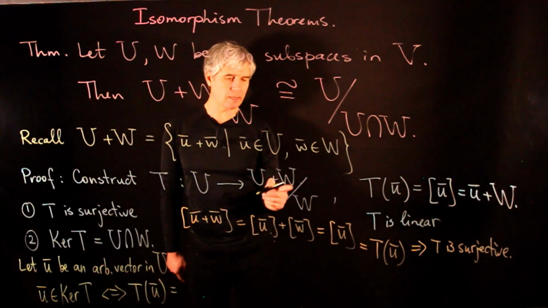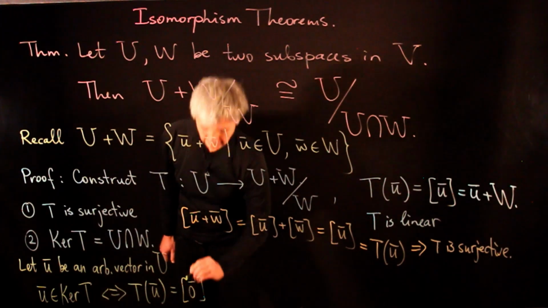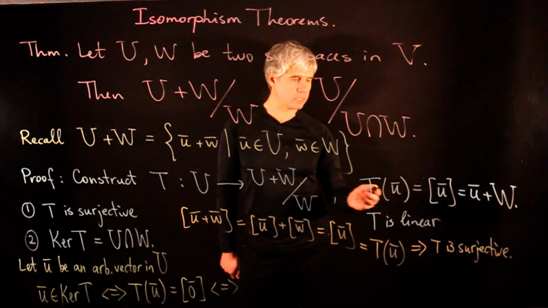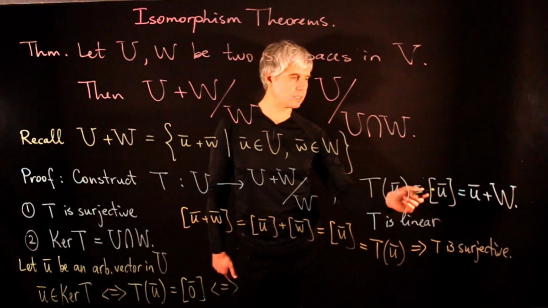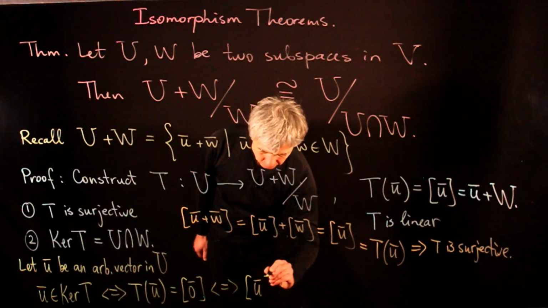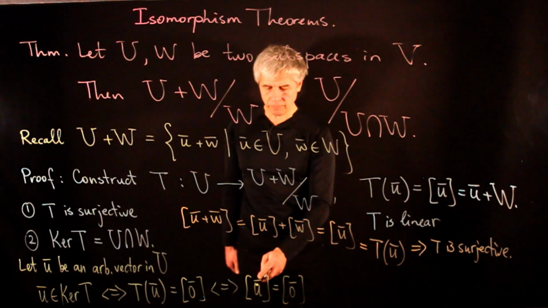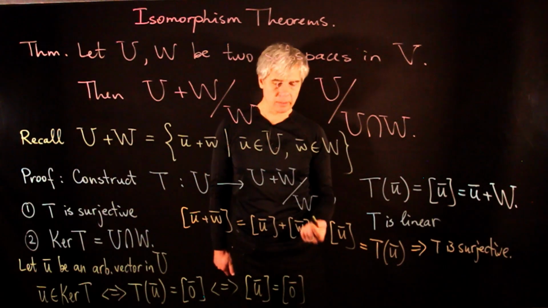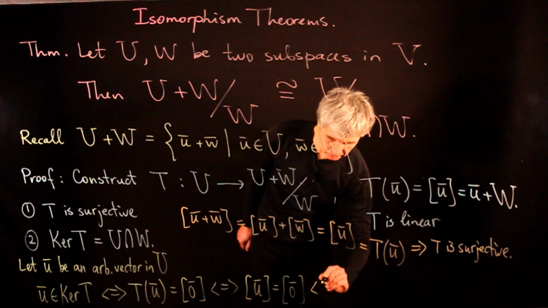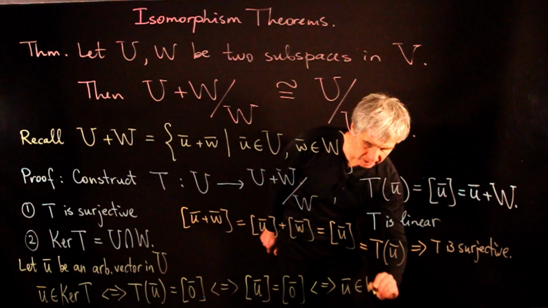But the values of T are in the quotient space, so a 0 vector is written as the 0 class here. Now, our definition of T was that T associates to a vector U its class in the quotient space. So what we get is that the class of U is the 0 class. But if the class of a vector is a 0 class, this means that this vector belongs to the subspace that we quotient out. So this is equivalent to saying that our vector U belongs to the subspace W.